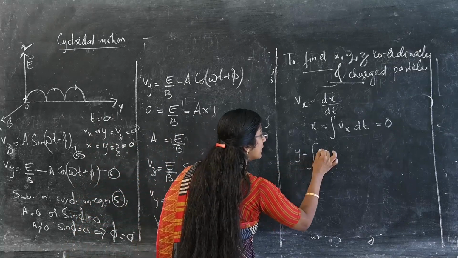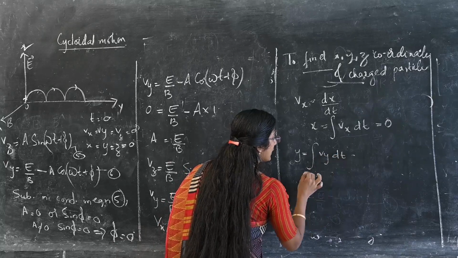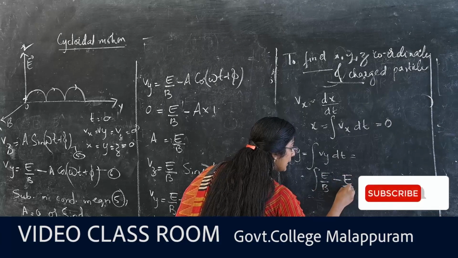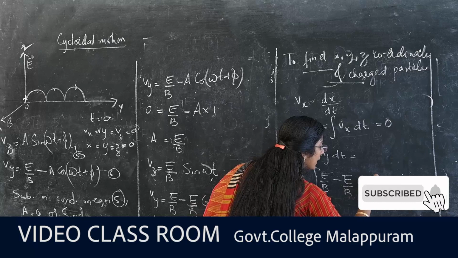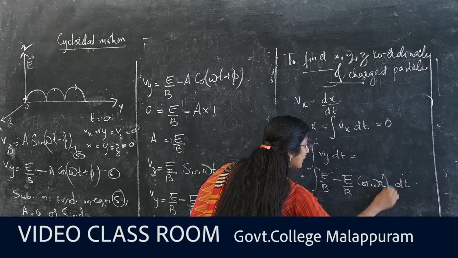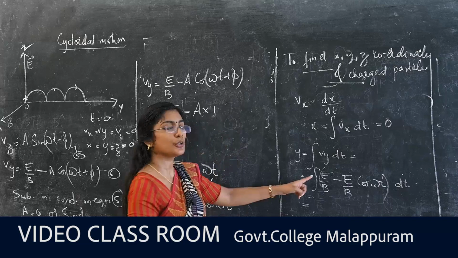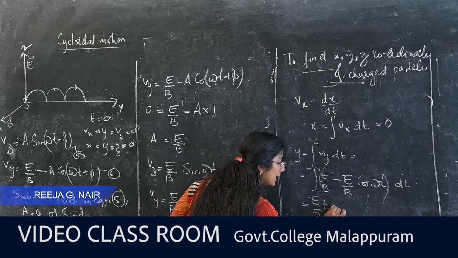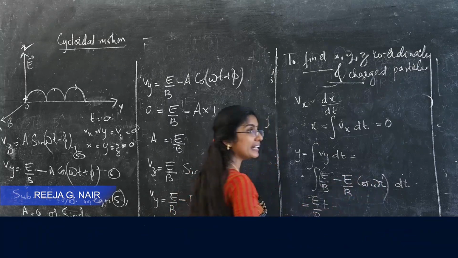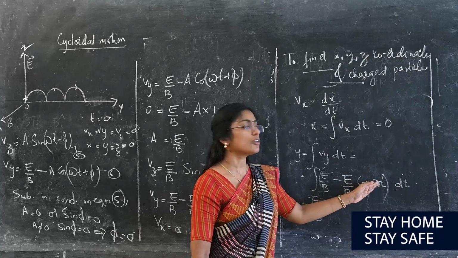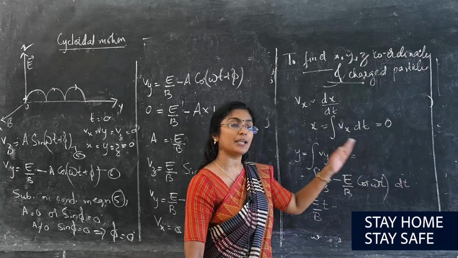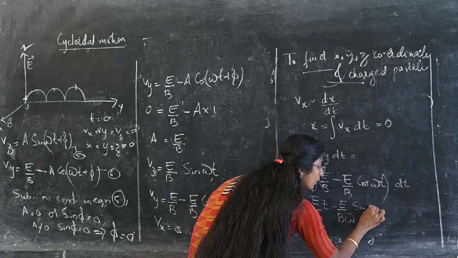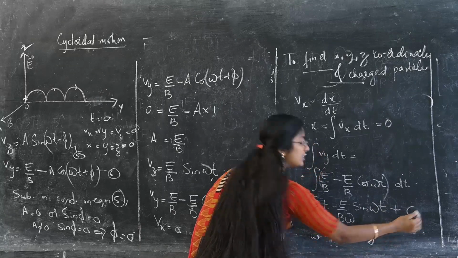So I will integrate Vy with respect to time, that is equal to integral E by B minus E by B cos omega t dt. That is equal to, I will get the solution, integral E by B dt is equal to E by B into t minus E by B cos omega t. How do I integrate cos omega t? Integral cos omega t dt is equal to sin omega t by omega. So that I get the solution as E by B omega sin omega t plus a constant of integration.